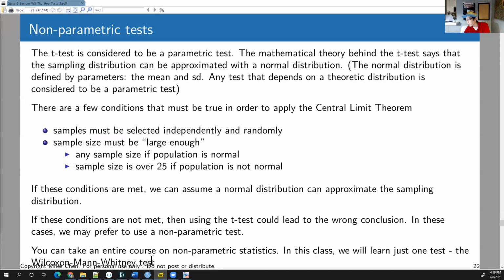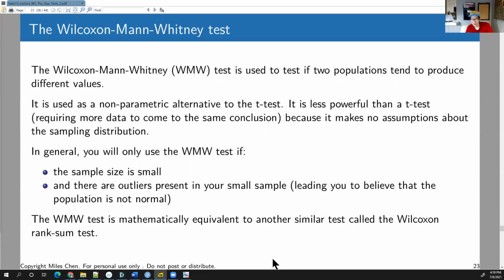But our first one that we're going to learn is called the Wilcoxon-Mann-Whitney test. That's the name of people who were involved in the development of this test. Wilcoxon developed it, and then Mann and Whitney developed a similar and equivalent test, and they didn't realize it was the same until later. So anyway, this is the Wilcoxon-Mann-Whitney test.